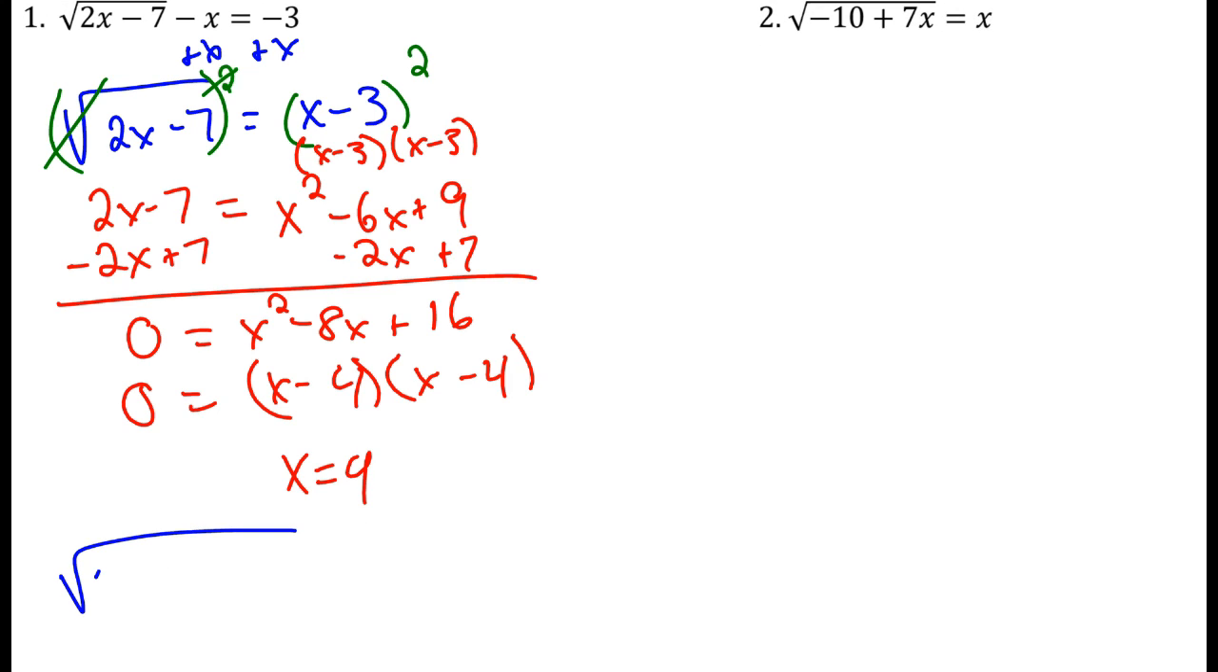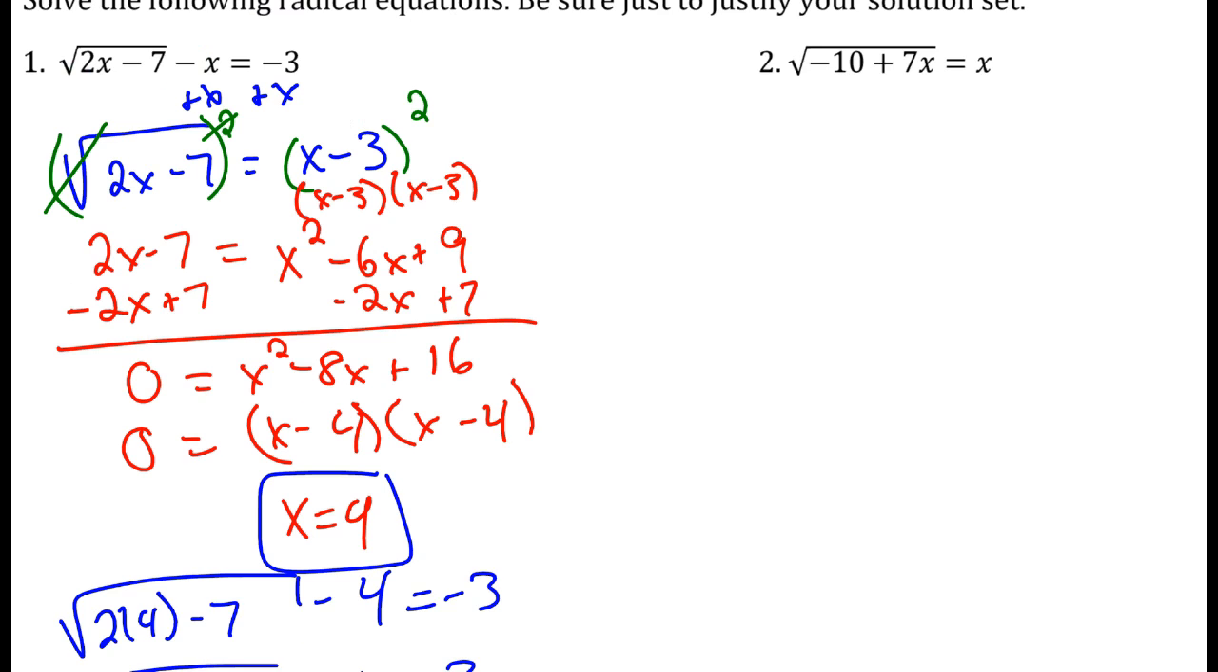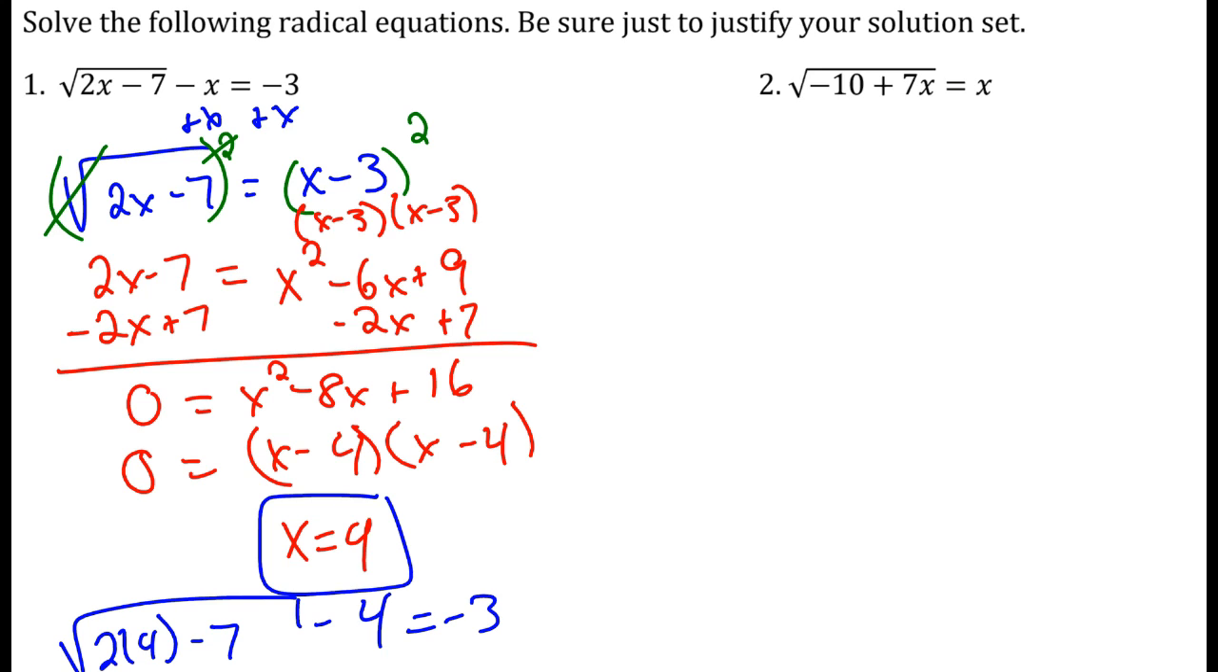So I get the square root of 2 times 4 minus 7, minus 4. Does that equal negative 3? Well, the square root of 8 minus 7 is the square root of 1, minus 4 equals negative 3. 1 minus 4 does equal negative 3, so this does check out. So x equals 4 is the solution, the only solution to this radical equation.